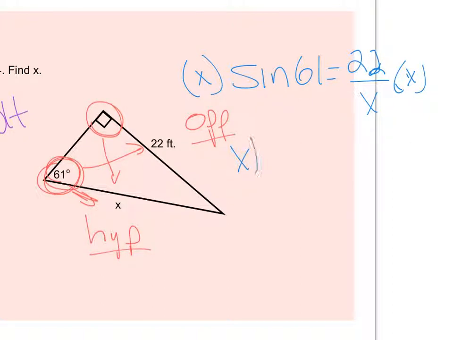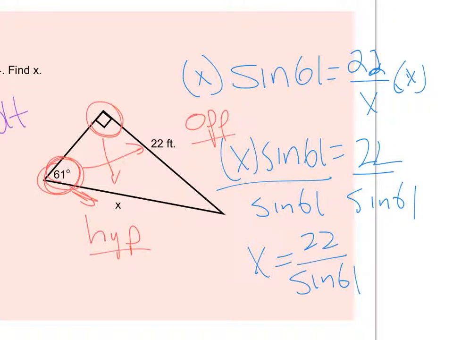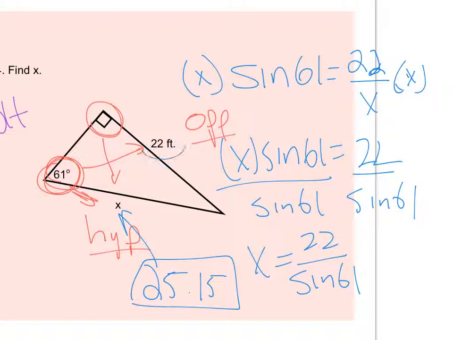So that gives me x times sine of 61 equals 22. Divide by sine of 61. So x equals 22 divided by the sine of 61. If I put that in a calculator and actually crank out a number, I'm going to get 25.15. There's my answer. Which should make sense. It should be longer than 22 because it's a hypotenuse.